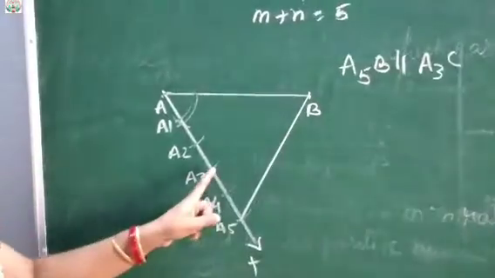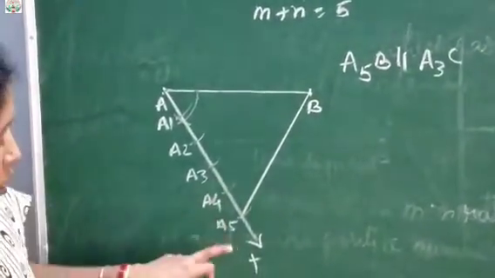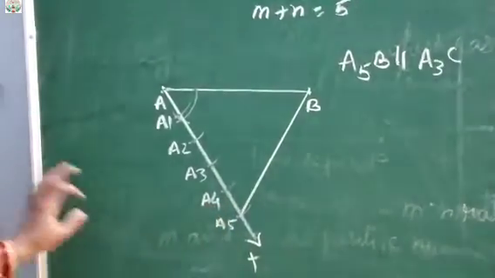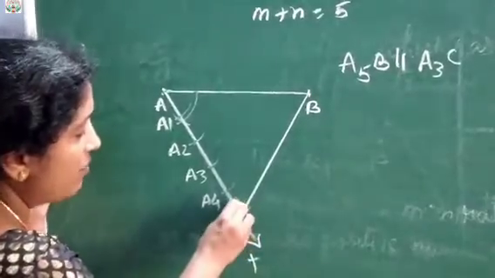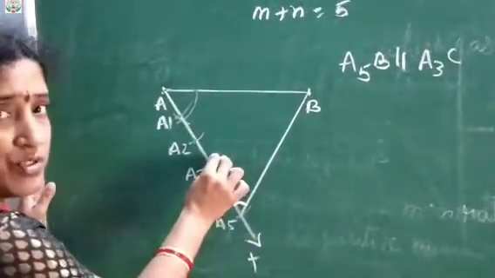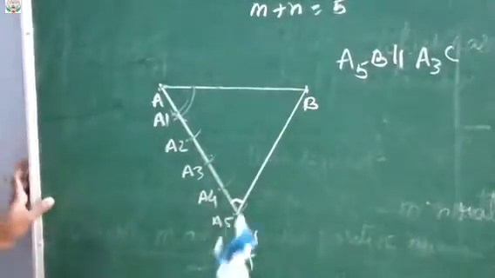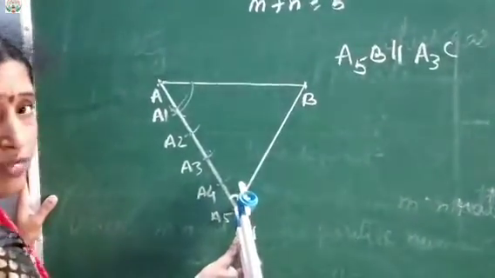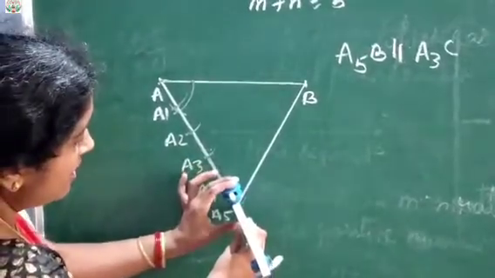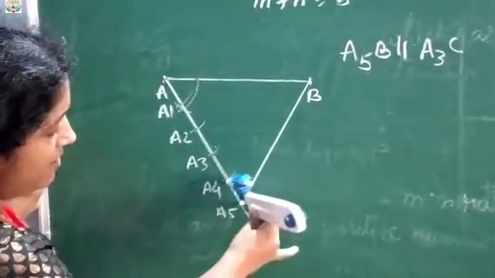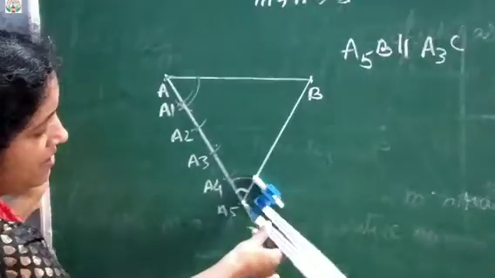Now for drawing the parallel line, what will you do? Whatever angle we have at A5, the same angle I have to construct here at A3. For the same angle, take an arc here and cut that arc.